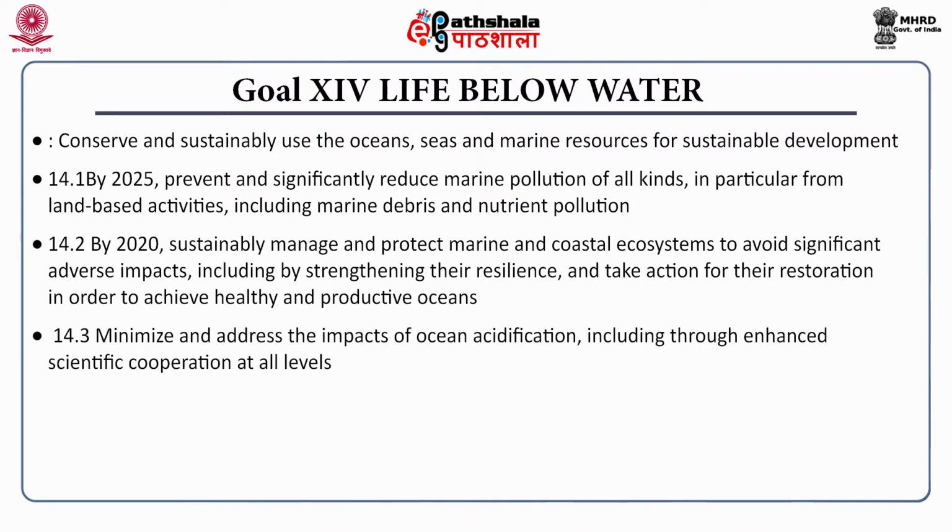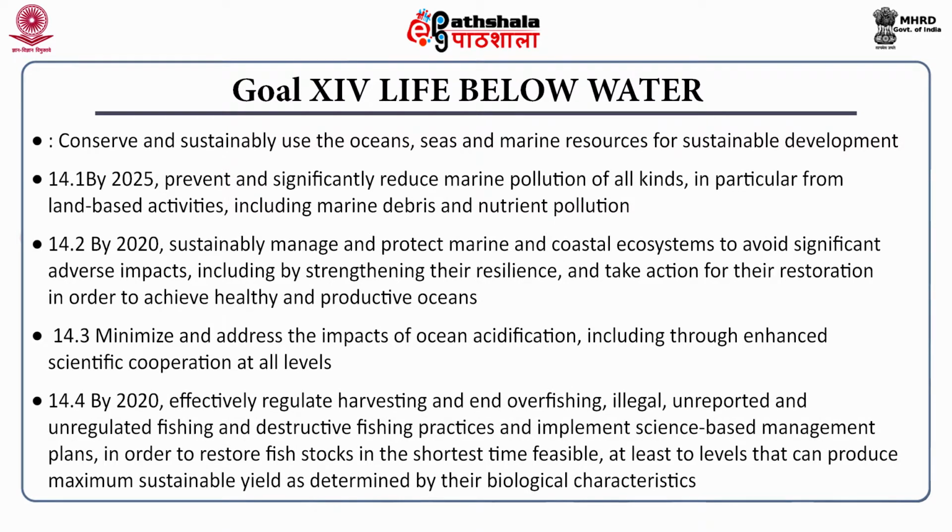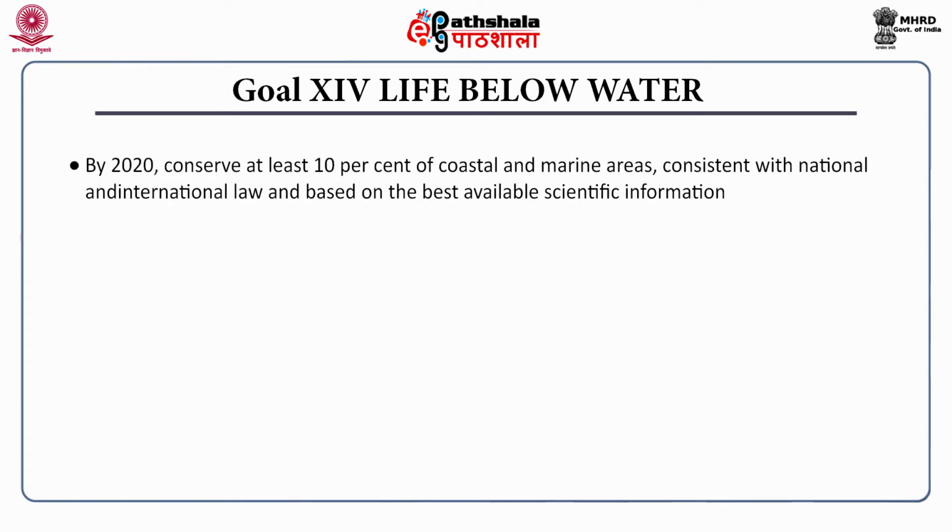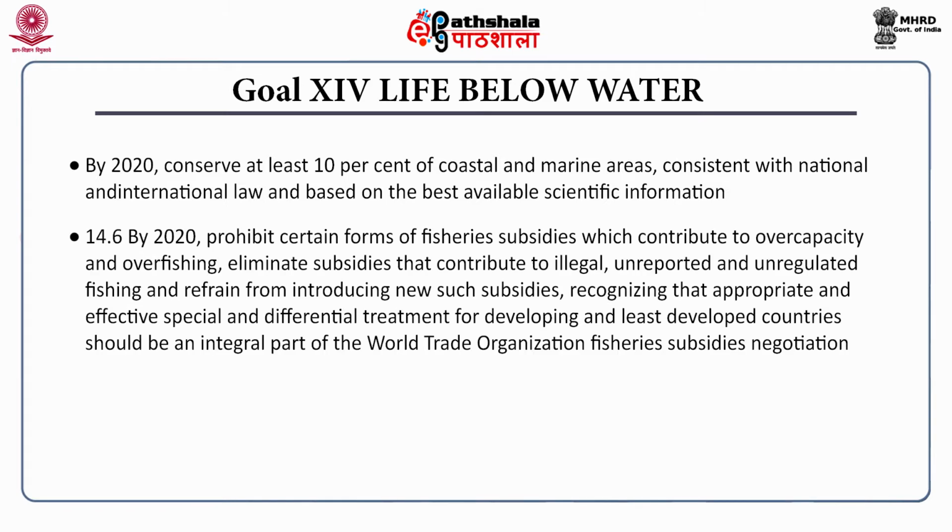Minimize and address the impacts of ocean acidification, including through enhanced scientific cooperation. Effectively regulate harvesting and end overfishing, illegal, unreported and unregulated fishing and destructive fishing practices, and implement science-based management plans. By 2020, conserve at least 10% of the coastal and marine areas. By 2020, also prohibit certain forms of fisheries subsidies which contribute to overcapacity and overfishing.